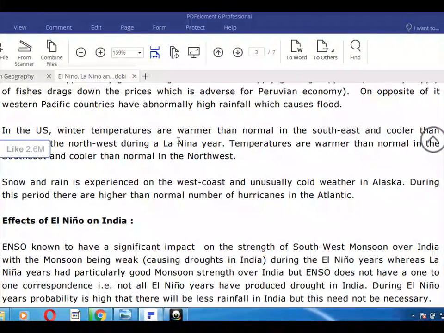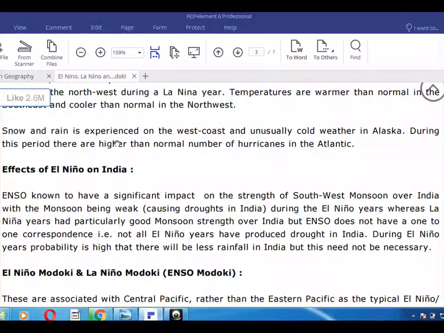In the US, winter temperatures are warmer than normal in the southeast and cooler than normal in the northwest during the La Niña year. Snow and rain are experienced on the west coast and unusual cold weather in Alaska. During this period, there is a higher than normal number of hurricanes in the Atlantic.